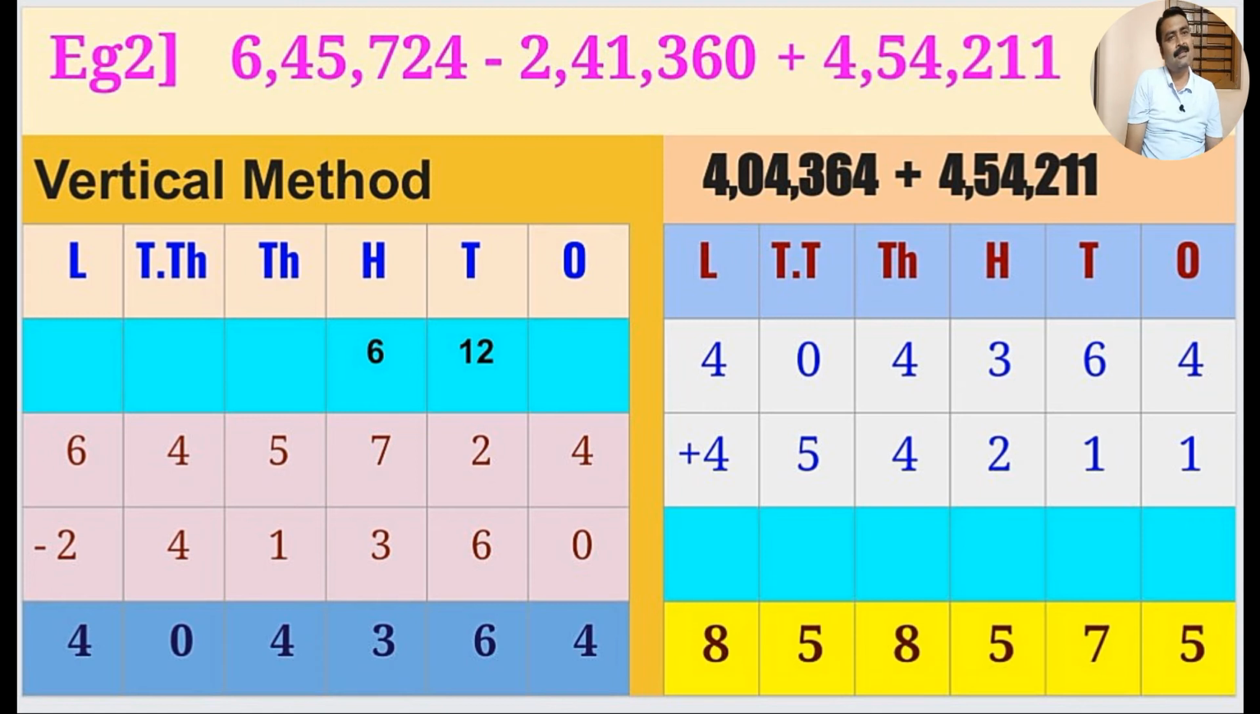Starting from the ones place, 0 we write below 4 in the ones column, 6 we write below 2 in the tens column, 3 we write below 7 in the hundreds column, 1 we write below 5 in the thousands column, 4 we write below 4 in the 10,000s column, and 2 we write below 6 in the lakh place column. After making the vertical arrangement, we start the subtraction from the ones place.